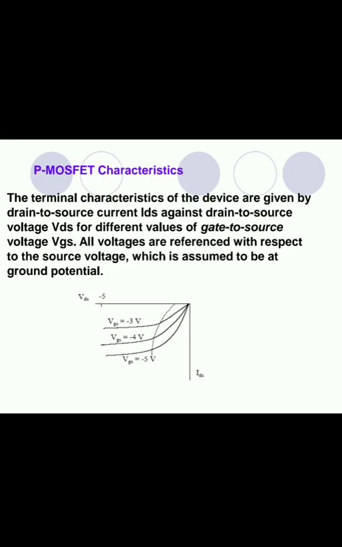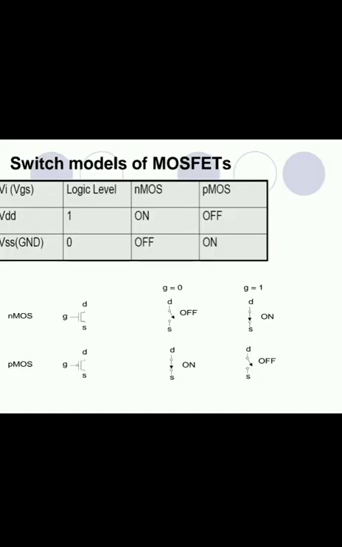So all voltages are referenced with respect to the source voltage. Source voltage we are keeping as ground, meaning we are supposed to connect the negative terminal of a battery to the source. That's why we are supposed to keep the source as a ground terminal. Now you can see here switch modes of a MOSFET. If you are supposed to use MOSFET as a switch, if VI means input voltage, that is VGS for NMOS.